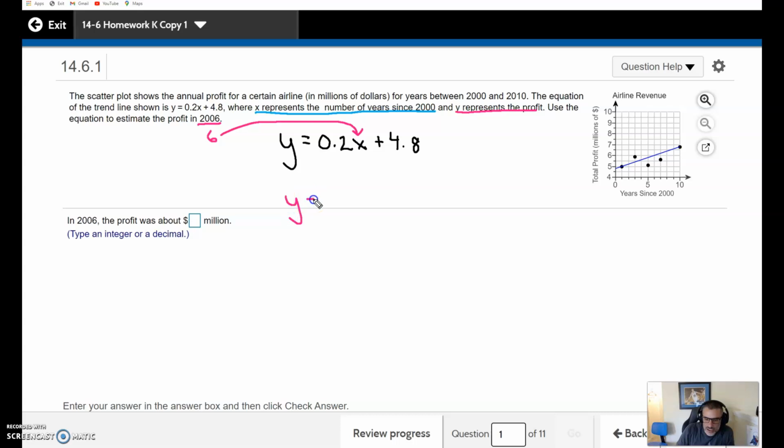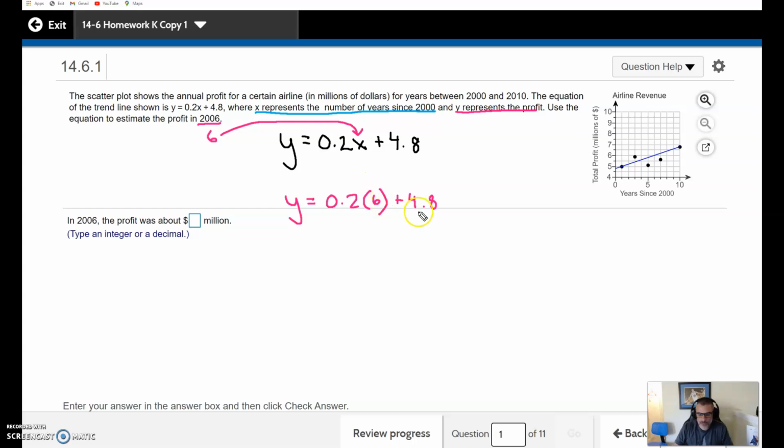So I get y is equal to 0.2 times 6, right? Instead of x, I'm plugging in the 6, plus 4.8. Now remember, all these numbers are in millions. So this 4.8 actually means 4.8 million. And that 0.2 means 0.2 million, which would be 200,000.